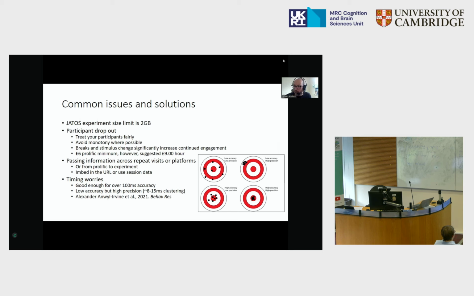But basically, if your experiment doesn't rely on reaction times below 100 milliseconds, there's very little to worry about. And even if you do care about reaction times below 100 milliseconds, while the accuracy might not be perfect, there might be a lag, precision across trials and participants is generally within 10 to 15 milliseconds. So the quality of the reaction time data is still getting a lot better.